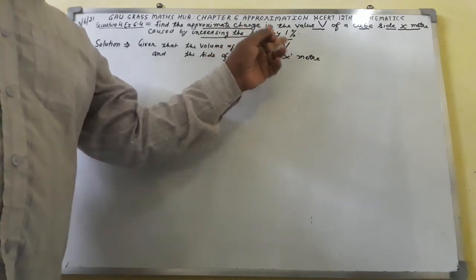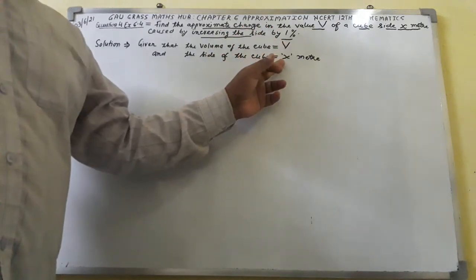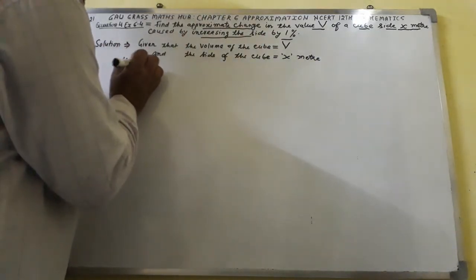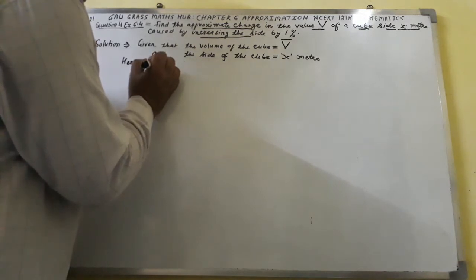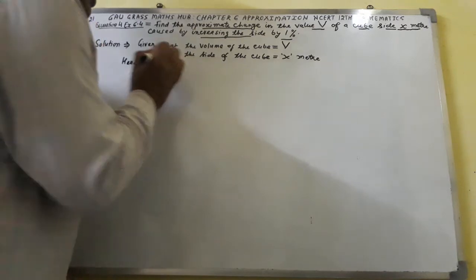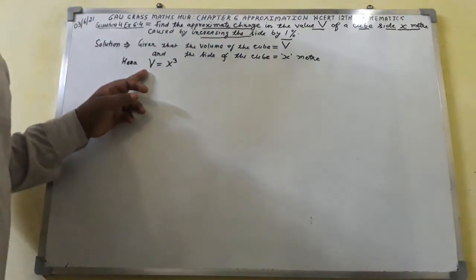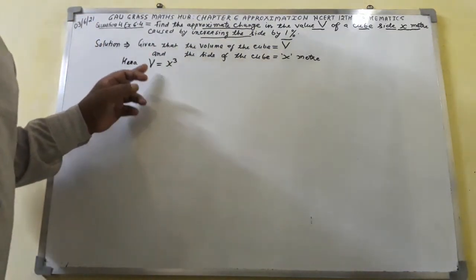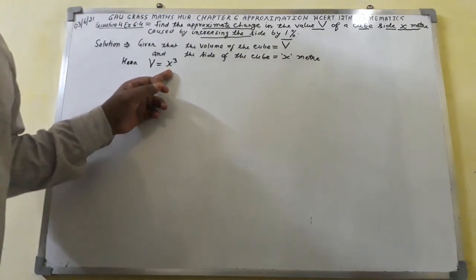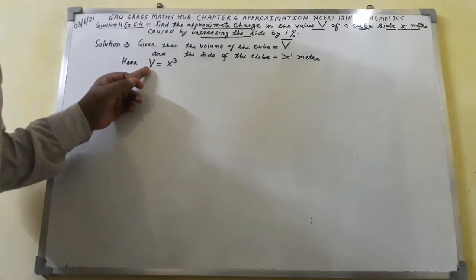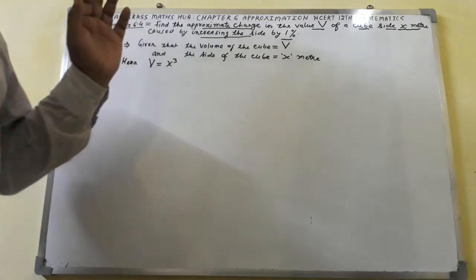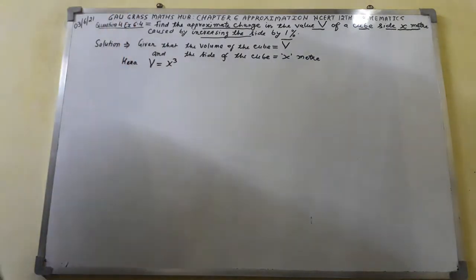The volume of a cube is equal to the side cubed. So here, hence, capital V equals x cube. Here you can see the volume of the cube is capital V, and the side of the cube is x meter. The volume of the cube, capital V, is equal to the side's whole cube. This is the formula.